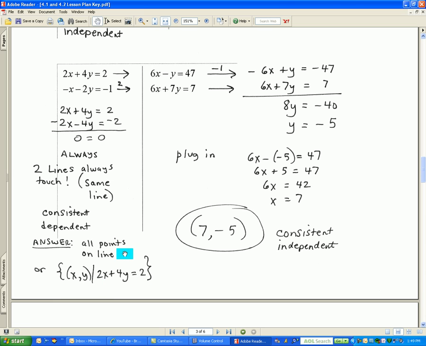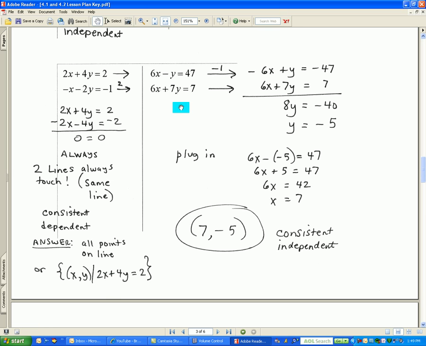I've told my students they're allowed on a test for the answer to write all points on the line, or they can write the set builder notation. What I won't accept from them is all real numbers. That's not a correct answer. You're in two dimensions, you're giving me ordered pairs as answers.